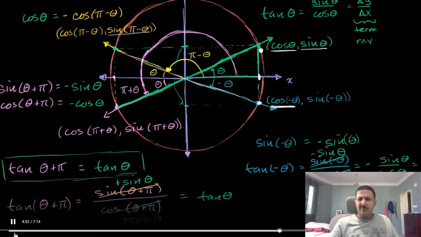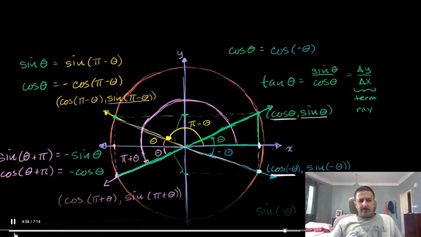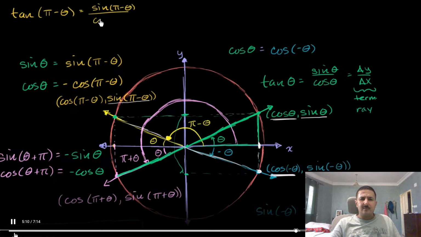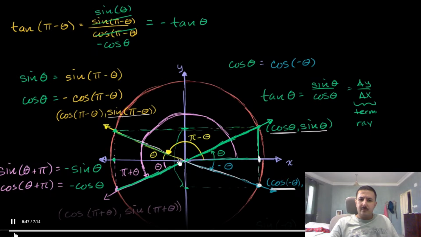Well, relative to theta, when we're looking at pi minus theta, so when we're looking at tangent of pi minus theta, that's sine of pi minus theta over cosine of pi minus theta. And we already established in the previous video that this is equal to the opposite of cosine of theta, the negative of cosine of theta. So this is negative cosine theta, or the negative tangent of theta, which makes sense. This ray should have the same slope as this ray right over here.